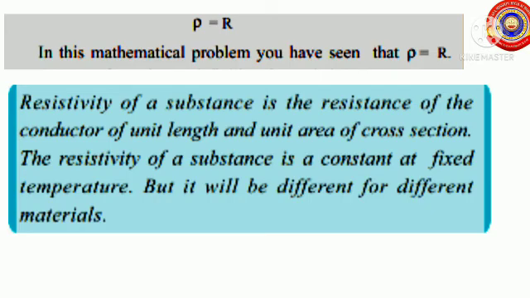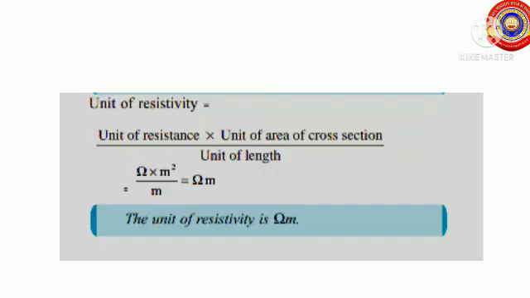So what is resistivity? The resistivity of a substance is the resistance of a conductor of unit length and unit area of cross section. The resistivity of a substance is a constant at a fixed temperature, but it will be different for different materials. And the unit of resistivity is ohm meter.